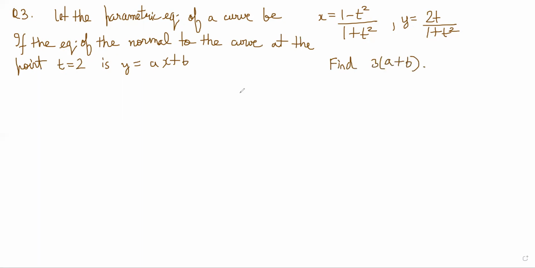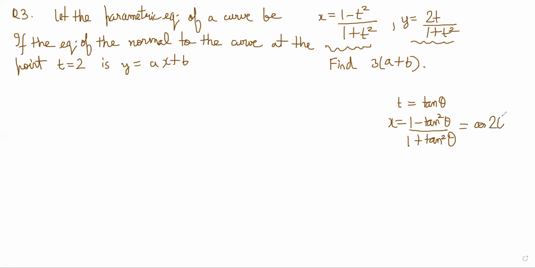So straightforward question. If you know parametric differentiation, here however, the parametric definitions of x and y are such that it suggests that you should probably put t is equal to tan theta here. Like if you put t is equal to tan theta, notice what happens. X becomes 1 minus tan square theta by 1 plus tan square theta, and that is equal to cos 2 theta, and y becomes 2 tan theta by 1 plus tan square theta, which is sine 2 theta.